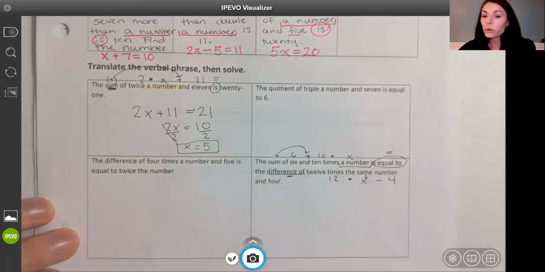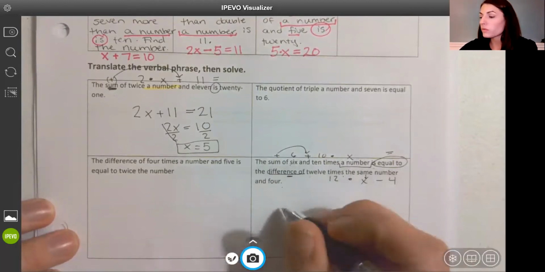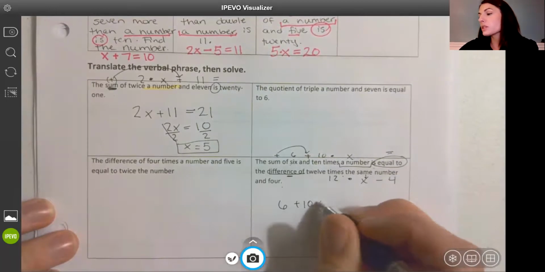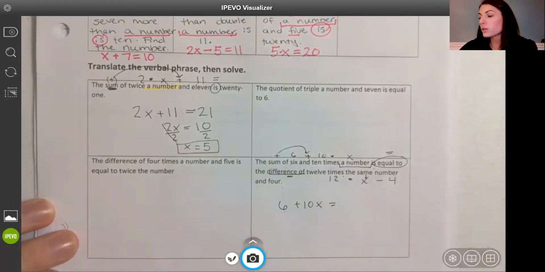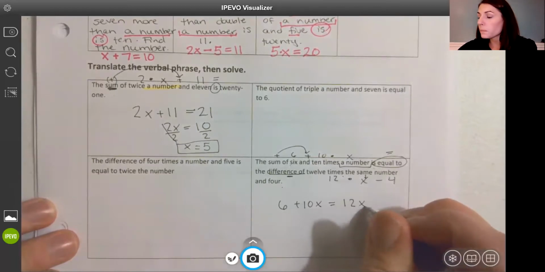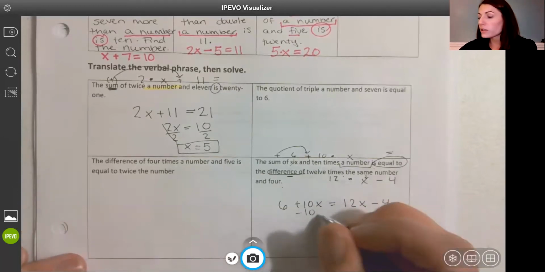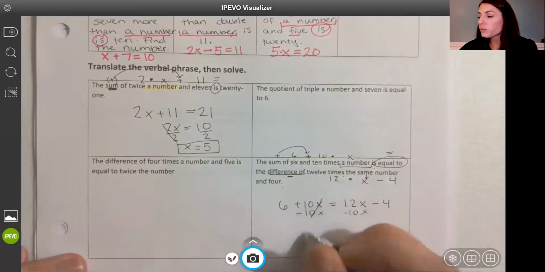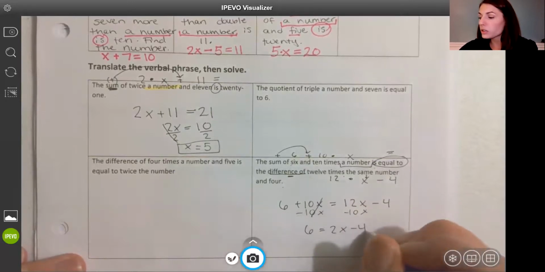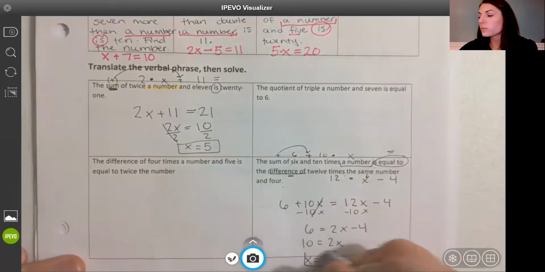So subtract 4. The sum of 6 and 10 times a number is equal to the difference of 12 times the same number and 4. Okay, there's my equation. And then solving for that number, I subtract 10x, and I get 6 equals 2x minus 4, and I add 4, and I get 10 equals 2x, and then again, I get x equals 5.